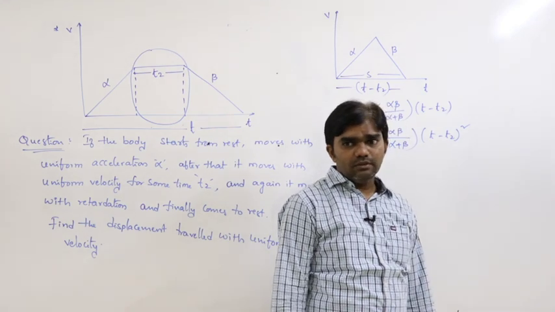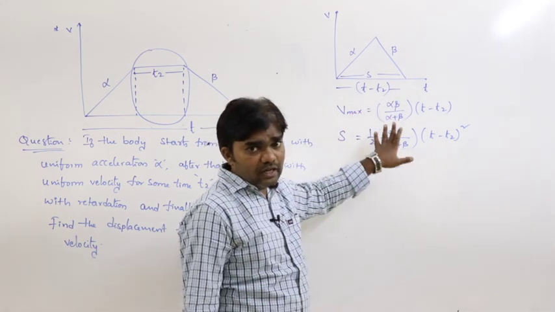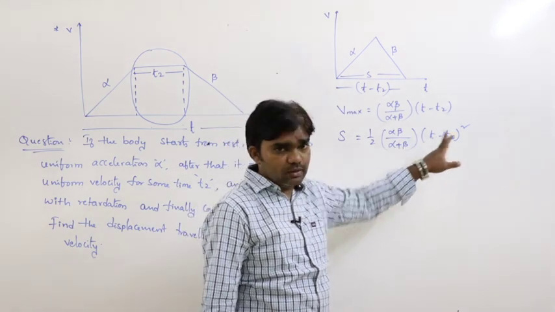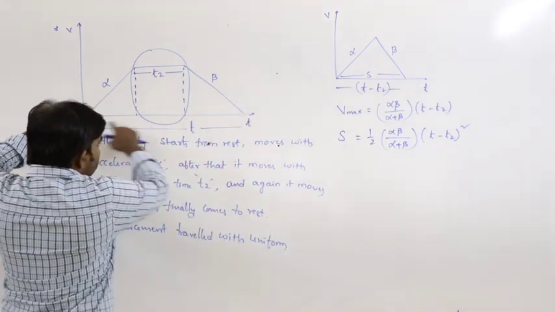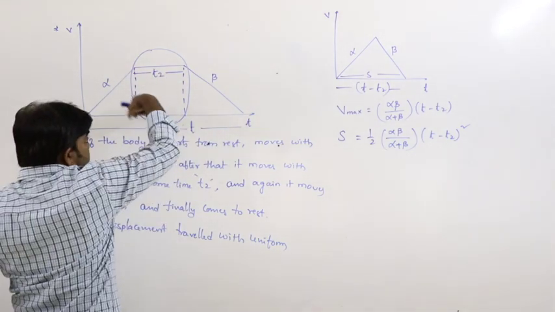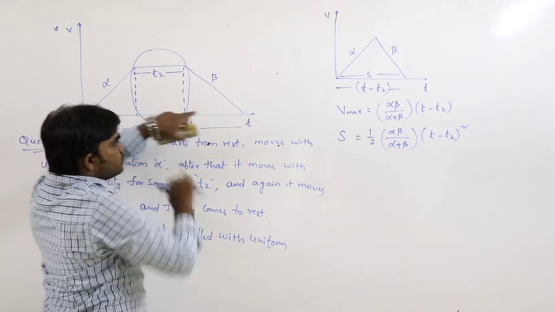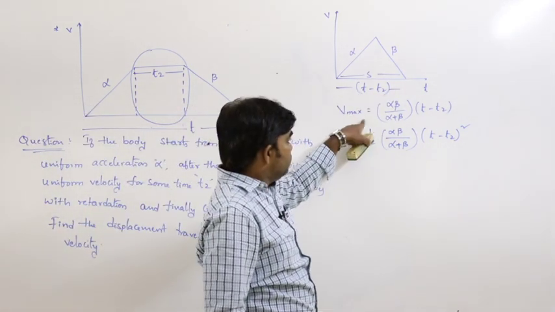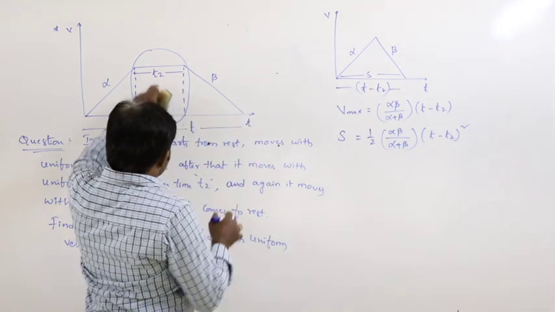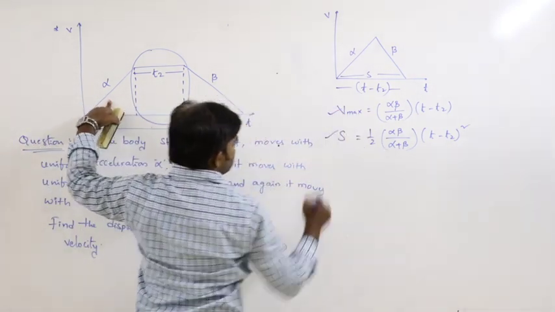This is the displacement. In the previous class only we derived these two conditions: V maximum equals alpha beta by alpha plus beta into T, and displacement equals half into alpha beta by alpha plus beta into T square. But here T is the total time from here to here, and we are not considering this uniform velocity situation. That's why we exclude T2 and the remaining is T minus T2. So V maximum is this one, S is this one.